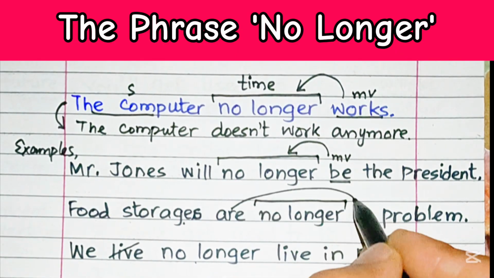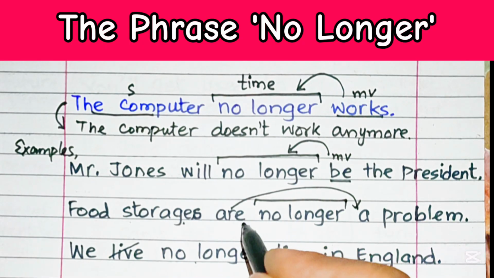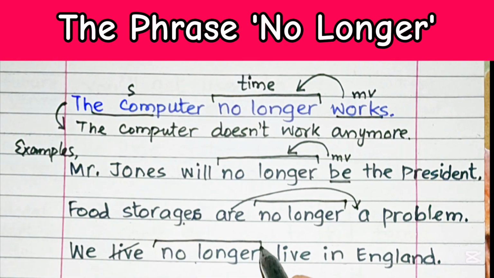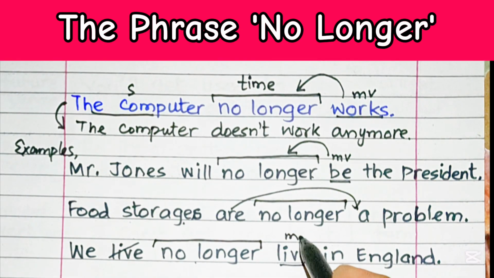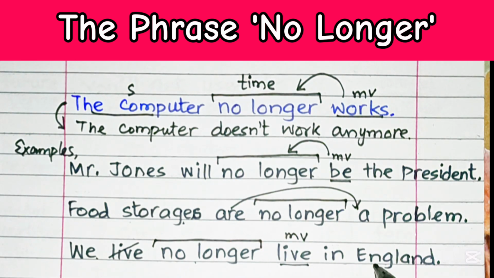We should put this "are" over here. This is better: food storages no longer are a problem. We no longer live in England. No longer, and then this is the main verb "live." We no longer live in England. We have shifted to some other country.